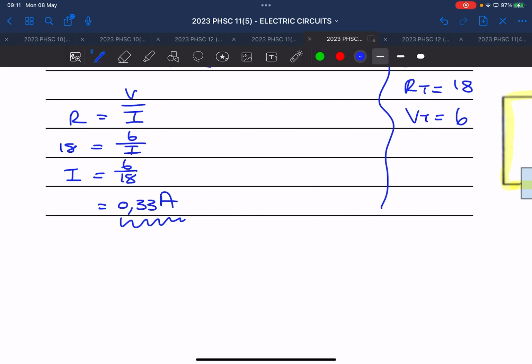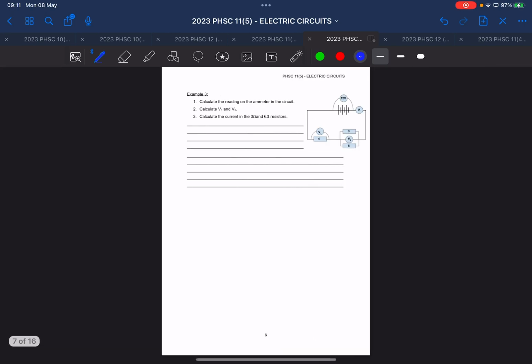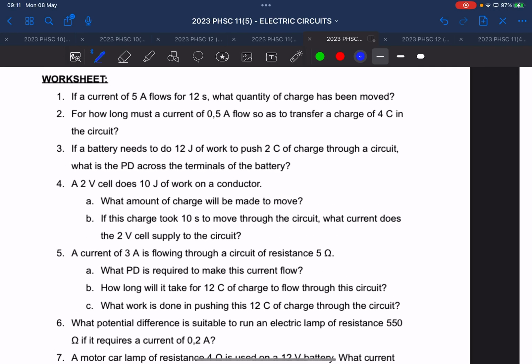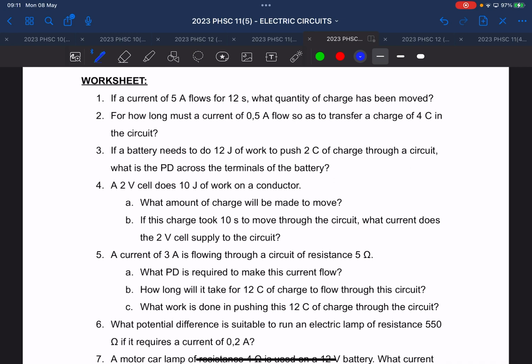Okay, so what I want you to do now is on page 10, I want you to do question 1, 2, 3. Wait, no, not 4. Let me just see what current it is. No, you can do 4. 4, 5.